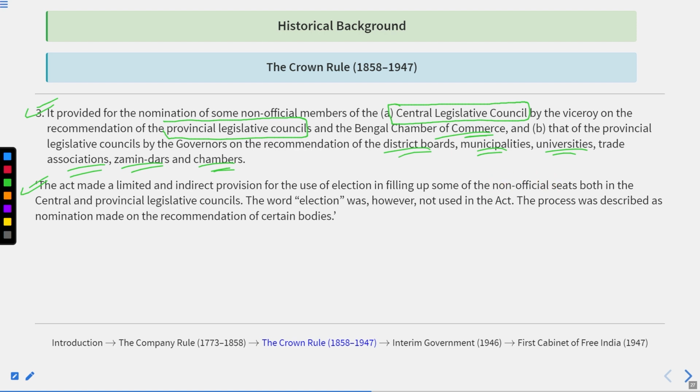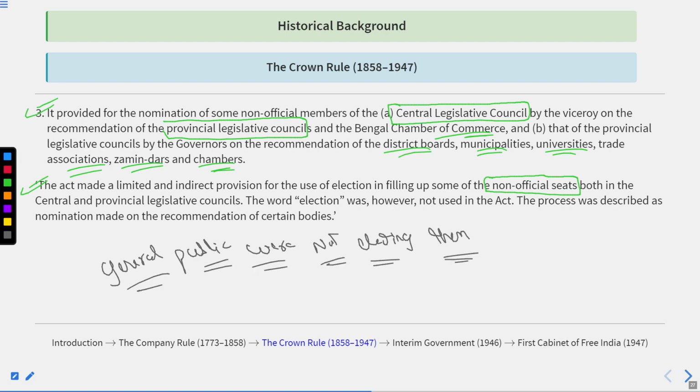Why we call it indirect? Because the general public were not electing them. Okay, if you look at them, then their electoral college was not open for the general public, but was open for some specific institutions. So that's why there was the indirect provision.